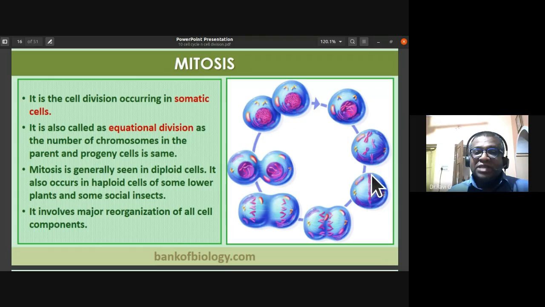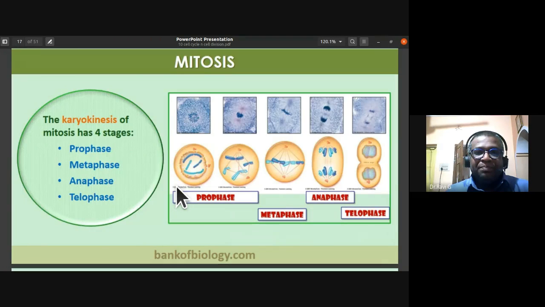So you can see the major reorganization of all the cell components during the cell division, and they come back to its original stage as that of the parent cell. So now two new progeny cells or daughter cells are formed from a single parent cell. Okay, so this is the summary of the entire mitotic cell division. So we'll be studying about it step by step.